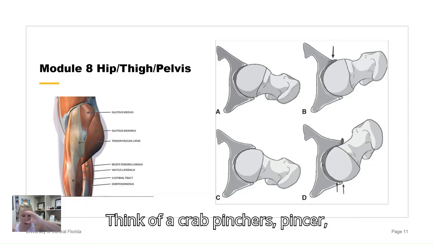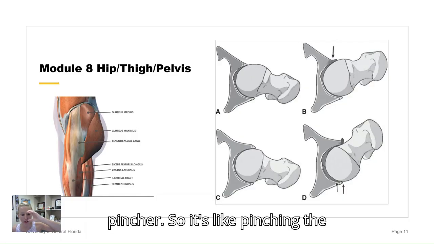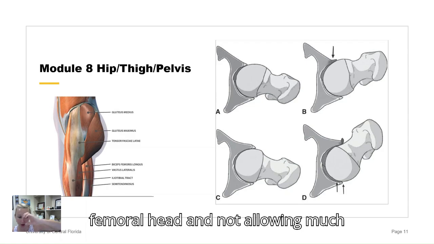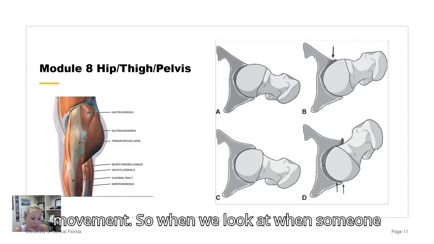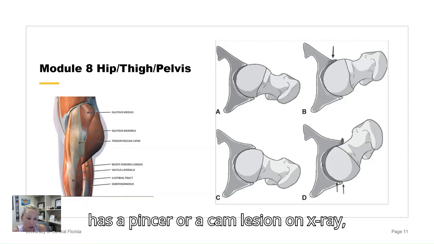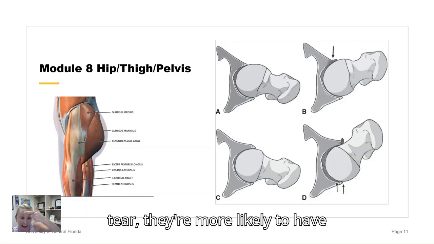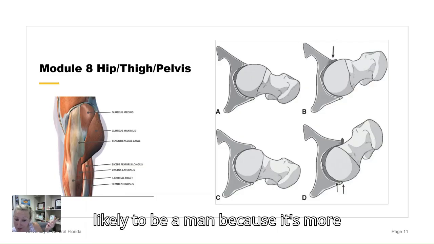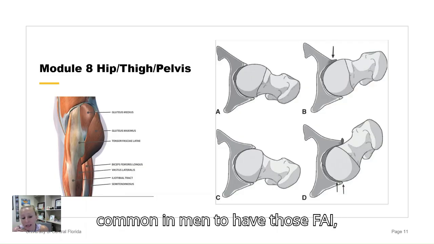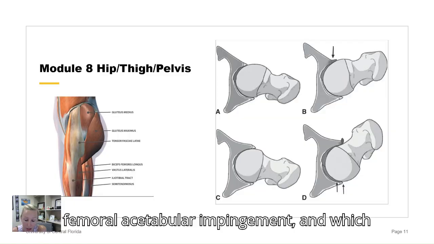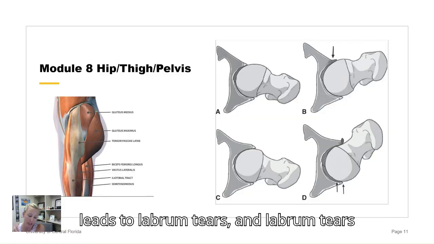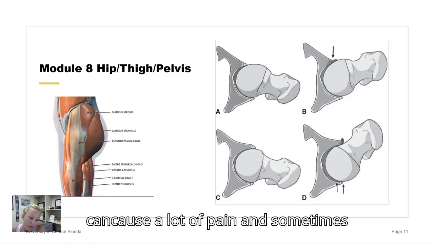Think of a crab's pinchers, pincer. So it's like pinching the femoral head and not allowing much movement. So when someone has a pincer or a cam lesion on x-ray, they are more likely to have a labrum tear, they're more likely to have pinching, and they're probably more likely to be a man, because it's more common in men to have FAI, femoral acetabular impingement, which leads to labrum tears, and labrum tears can cause a lot of pain and sometimes lead to surgery.